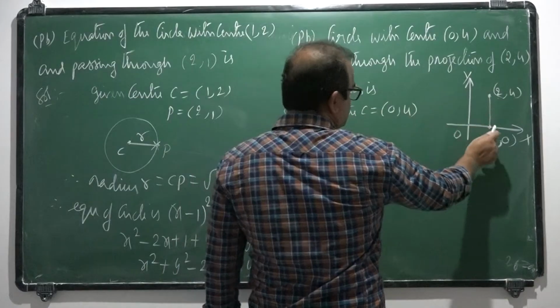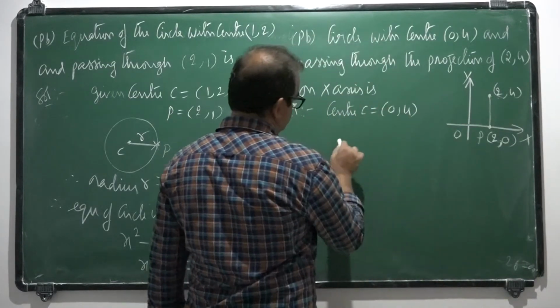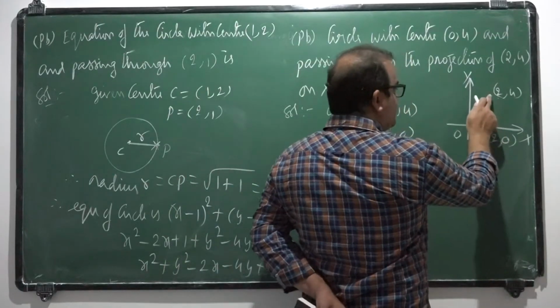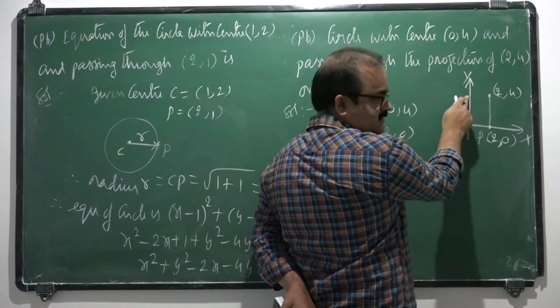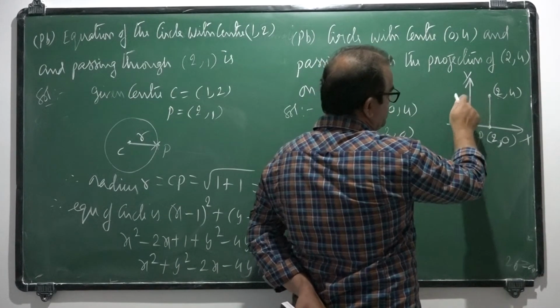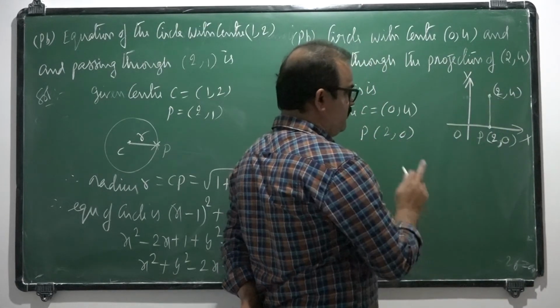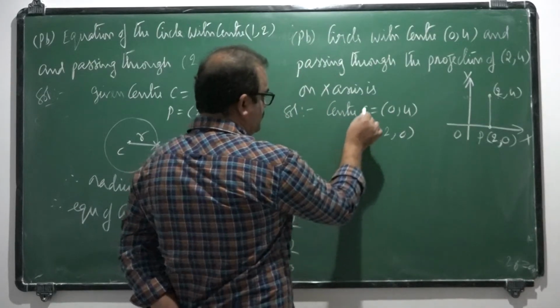The circle passes through this point, the projection P (2, 0). Similarly, what is the projection of this point on the y-axis? On the y-axis the x coordinate is 0, so its projection on the y-axis is (0, 4). Projection is always perpendicular.